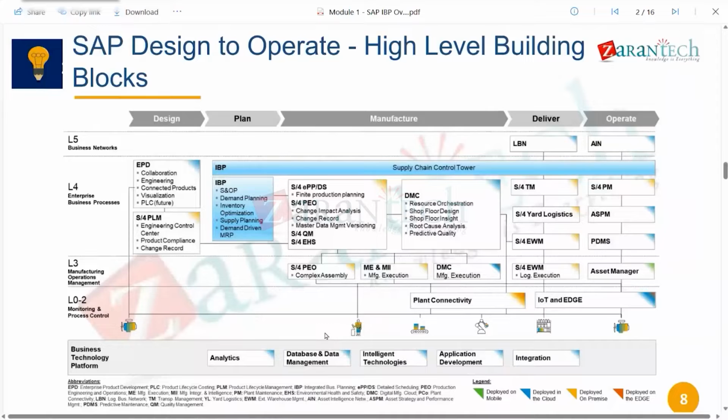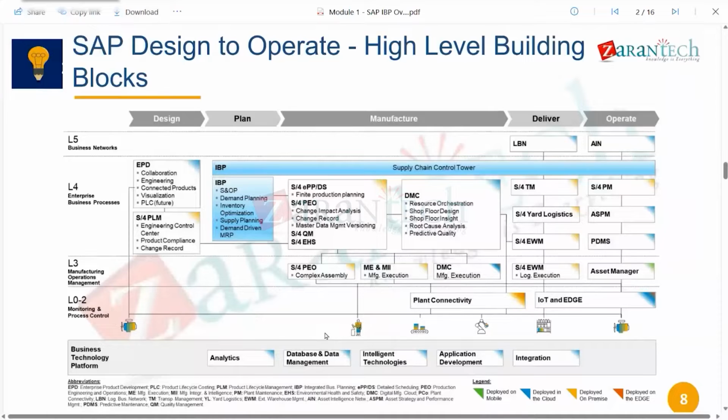So at the bottom you see some color coding, which is also reflected in the specific boxes. For example, the box of IBP SNOP is blue, so that means that this tool is deployed in the cloud. So IBP SNOP, IBP demand planning, inventory optimization, and so on and so forth. All these tools can be deployed in the cloud.